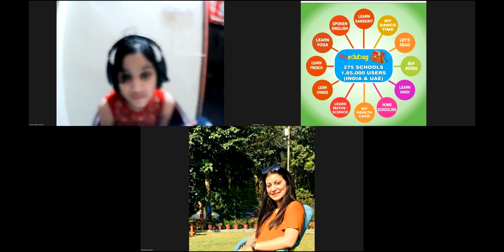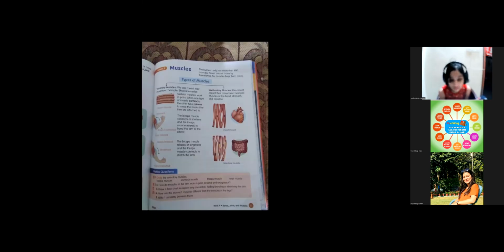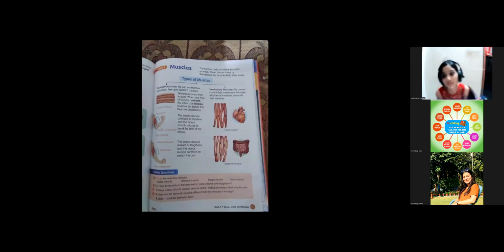What is the next topic? Is it our body movements? Is this the next topic, ma'am, or is it muscles? Muscles, okay. Actually, the page number was not visible clearly. Okay, so now let us come to muscles.